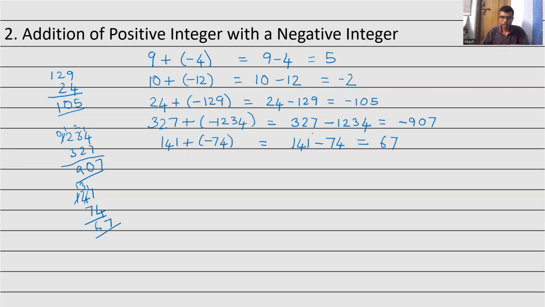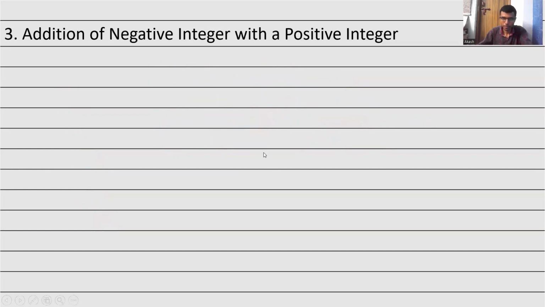Okay. Now, as I told you, this was one place where many of you make mistakes. The next place where even more mistakes turn up is this one. Addition of a negative integer with a positive integer. Now, how would this look? Let's say I'm taking minus 7 plus 5. Okay, minus 7 plus 5.